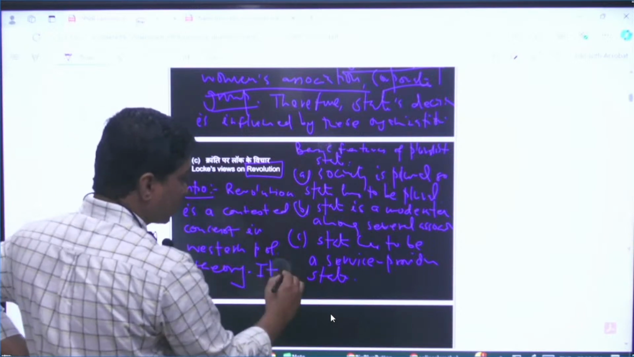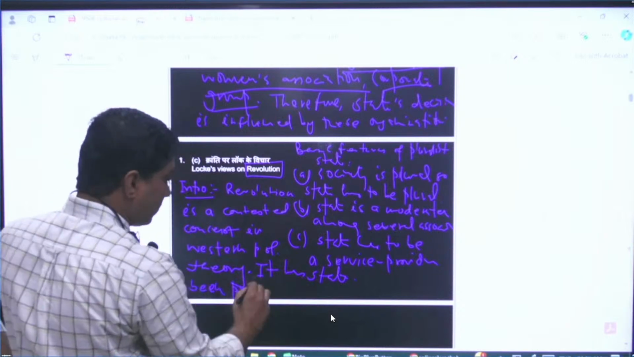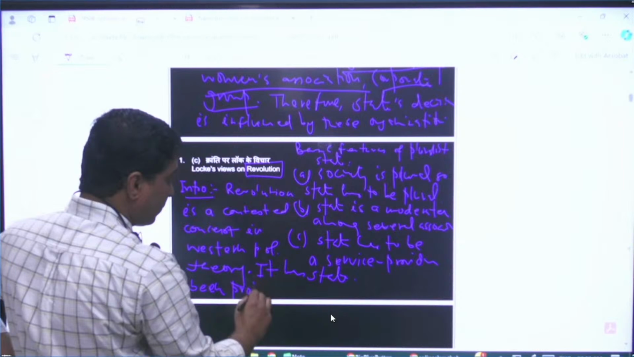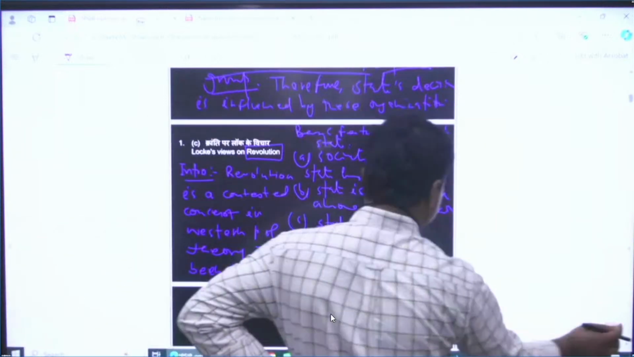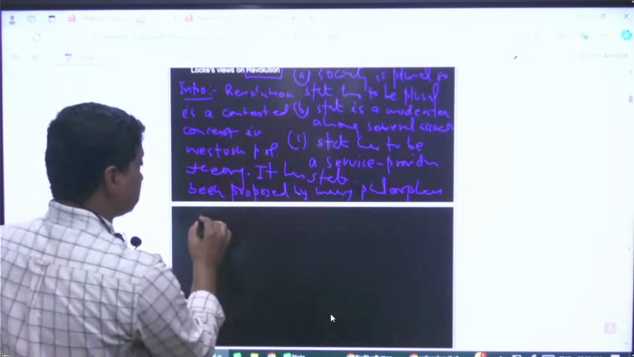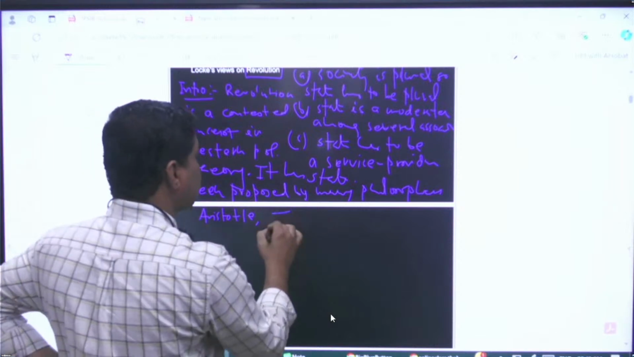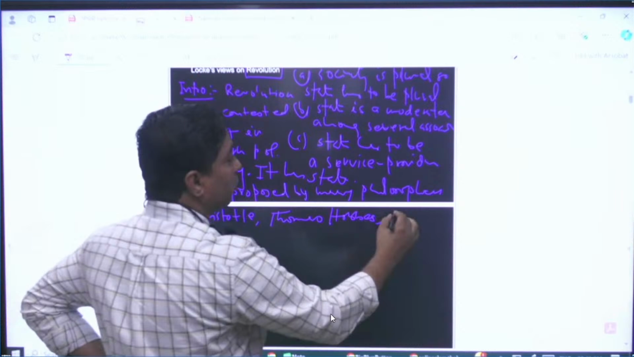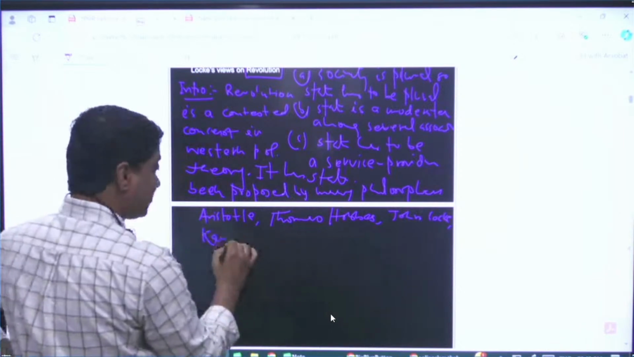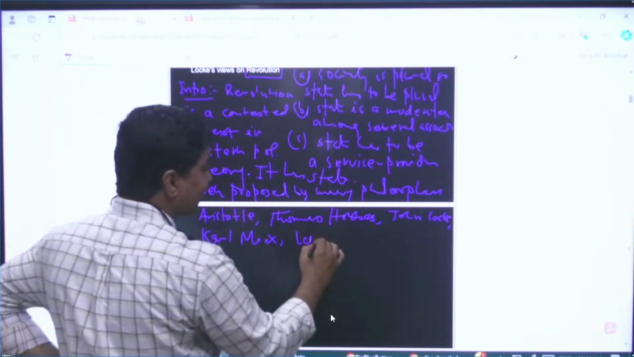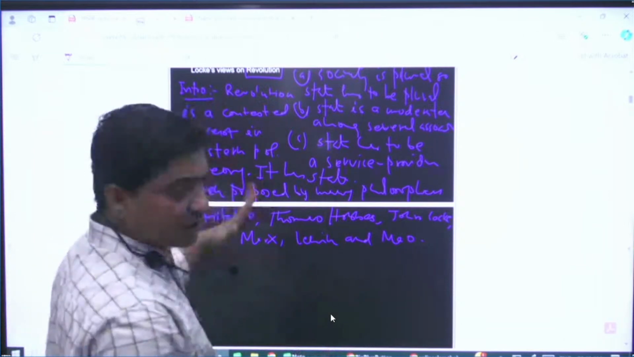It has been proposed by many philosophers: Aristotle, Thomas Hobbes, John Locke, Karl Marx, Lenin, and Mao. Now with this you have to write an introduction. A 3-4 line introduction is sufficient, right?